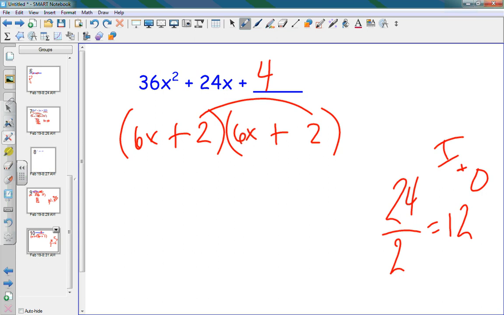Wait, will that only work with perfect squares? Yes. How did I get this 2? Because what am I going to multiply 6 by to get 12? 2. So inner gives me 12x, outer gives me 12x, to give me the 24x. Is that what I needed up there? Yes.